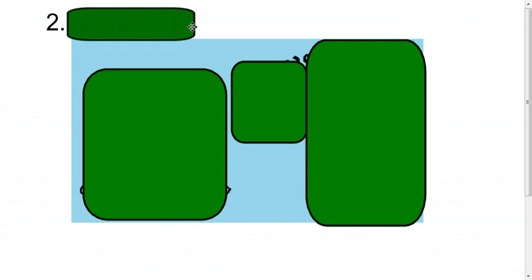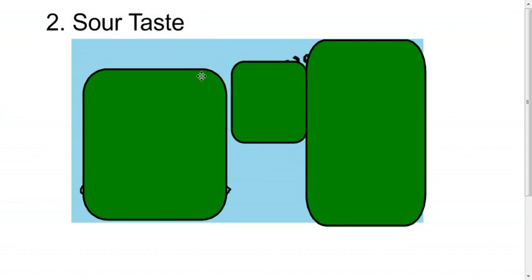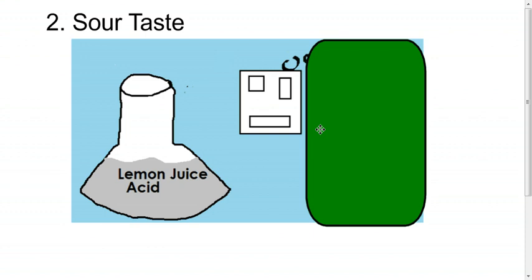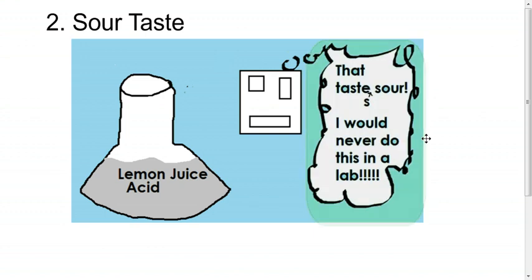Now, acids have a sour taste. Let's pretend I had some lemon juice. It's a common acid you'd find in your kitchen. If you were to taste it, it'd be very sour. But you would never ever do this in a laboratory setting to identify an acid.